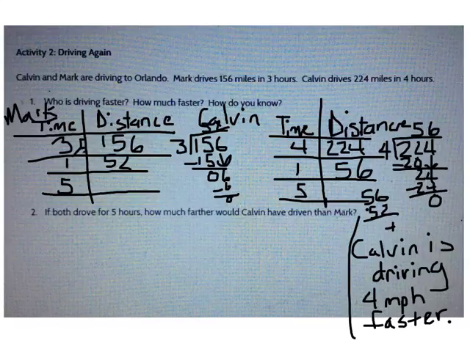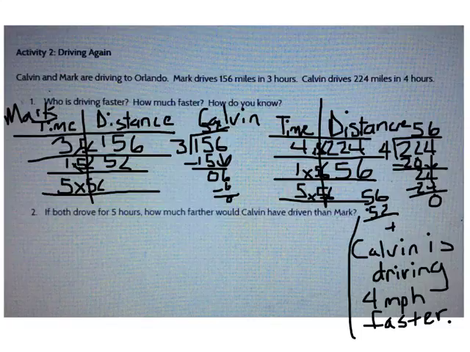3 times 52 is 156. 1 times 52 is 52. And I can multiply 5 times 52 to find the distance Mark drives in 5 hours. 4 times 56 is 224. 1 times 56 is 56. And 5 times 56 can be multiplied to find the distance Calvin drives in 5 hours. Go ahead and find those two distances now.